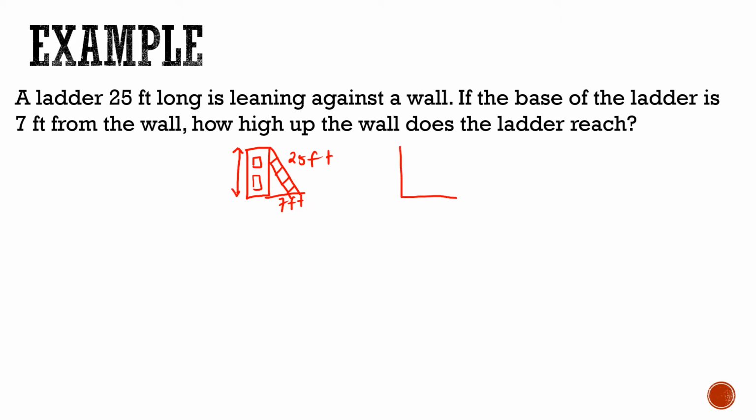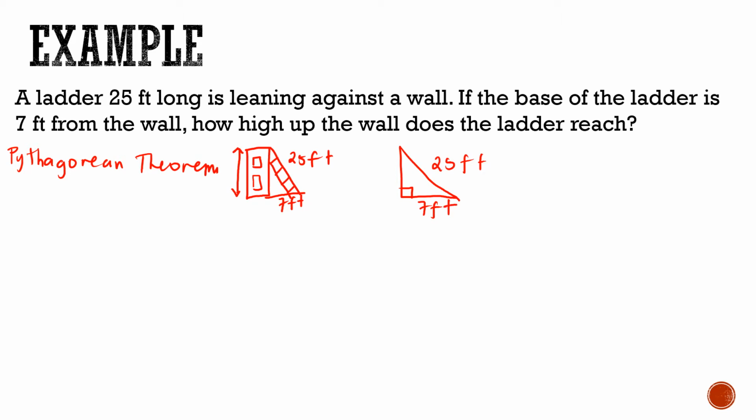If you notice, we're actually forming a right triangle. This is a right triangle since it has a right angle. So to solve for a right triangle, we will be using the concept of the Pythagorean Theorem. So in this given triangle, this is 25 feet and this is 7 feet.